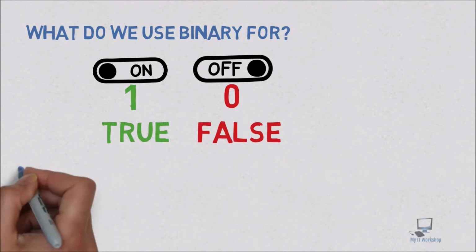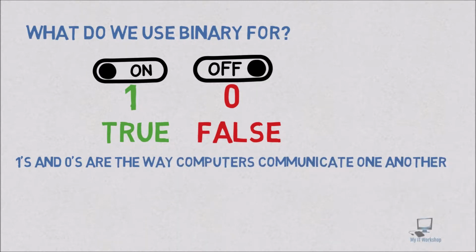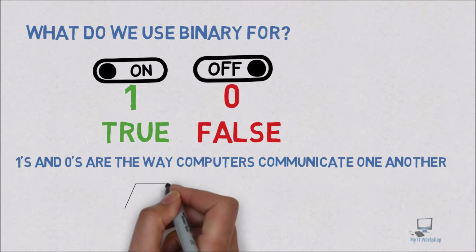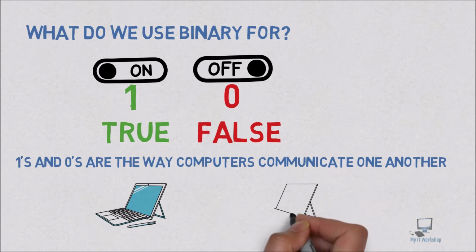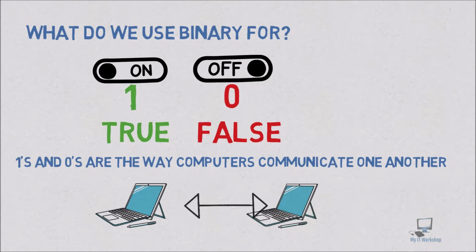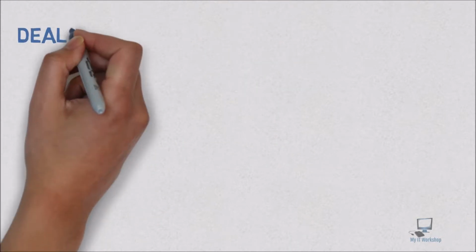Okay, ones and zeros are the way computers communicate with one another. As you might imagine, computers don't talk to each other like we do with words. They only understand numbers, and these numbers are in binary, so they only understand ones and zeros. That's all they do. All computers understand are ones and zeros.